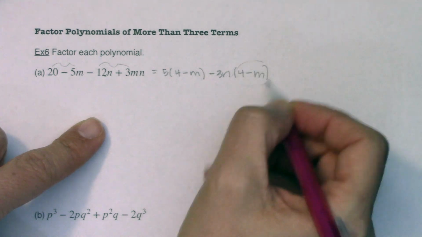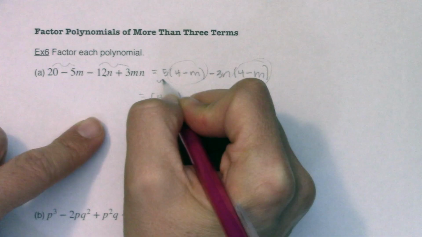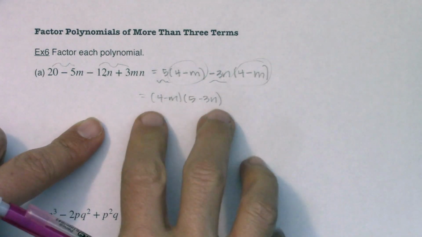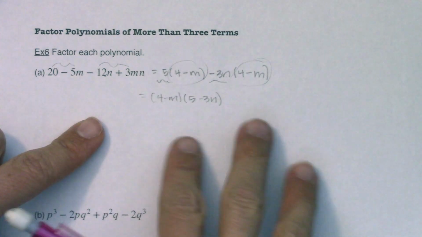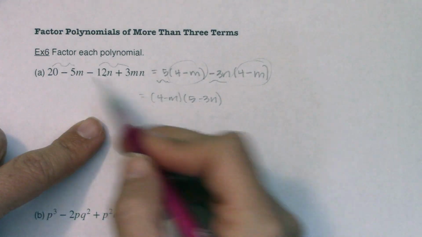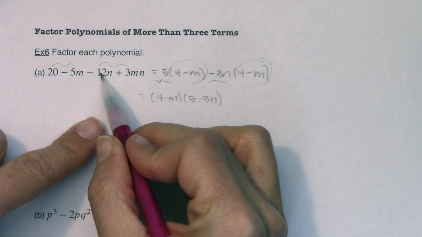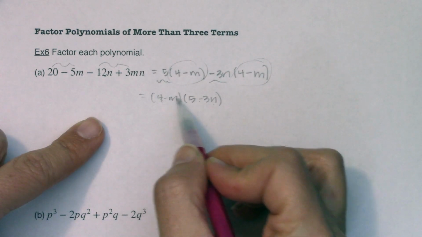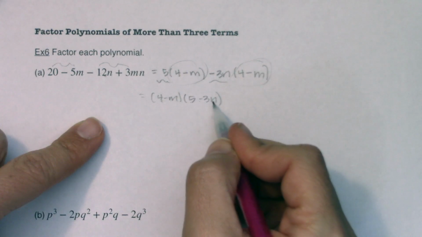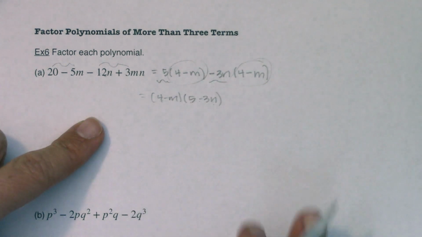So now I'm going to factor out the 4 minus m. And what am I left with? 5 minus 3n. And if I wanted to check myself, which if I have time on an exam I will, then go ahead and FOIL, right? 4 times 5 for first is 20. Outer, 4 times negative 3n is negative 12n. Inner, negative m times 5, negative 5m. Last, negative m times negative 3n is positive 3mn. So if I have time, I'm going to check myself.